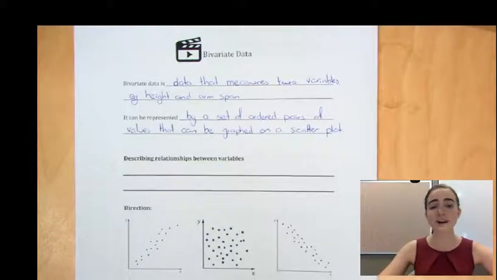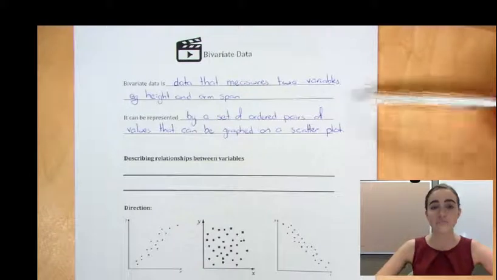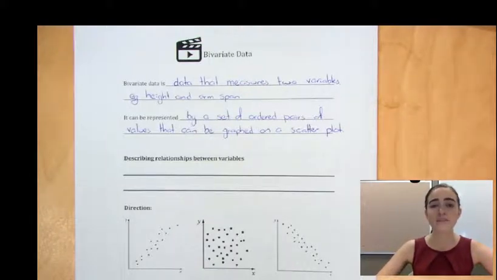Video, I want to start having a look at bivariate data. So you've got this definition here. Bivariate data is data that measures two variables. So for example, height and arm span, or the other day we were measuring height and foot length. So you're comparing two different things.